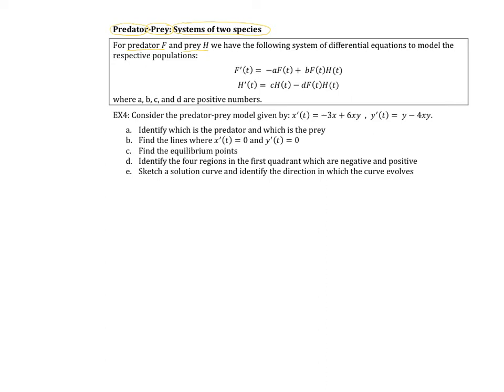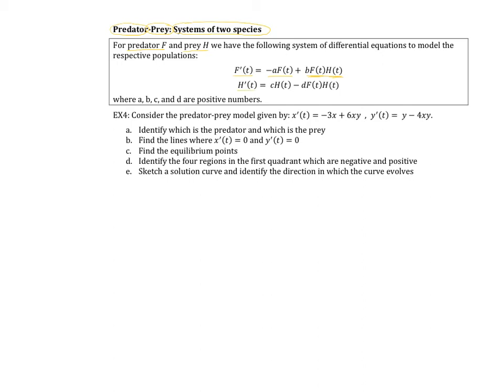When we look at the rate at which the fox's population changes, it's going to depend on two things. One is the rate at which the population declines, which is why we have this negative A in front. That's the rate at which the population of the foxes declines, and then we're going to add to this a rate B at which the foxes eat the hares. And that will increase the population of the foxes.